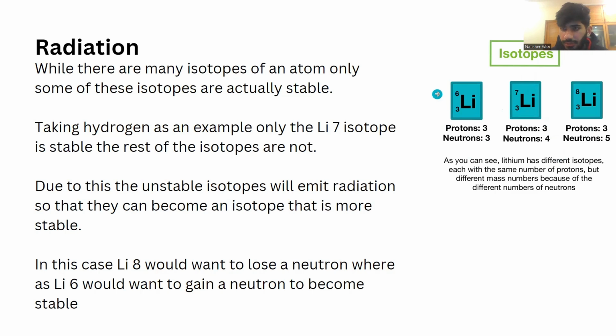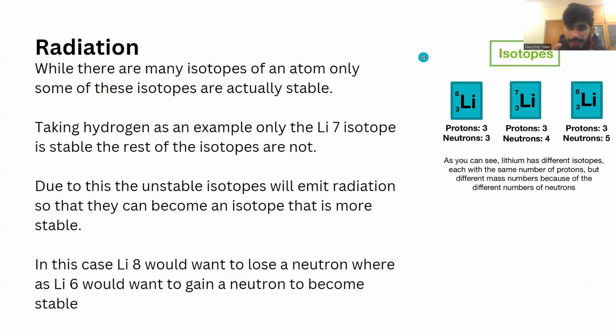Now, if I wanted to convert my Li6 isotope to an Li7 isotope, what do I need to do? Well, we know the protons of every single isotope are the same. So there's a difference in their neutrons. Li6 in this case wants to gain a neutron so that it becomes an Li7 isotope. Now, if we look at Li8, it wants to lose a neutron so that it becomes an Li7 isotope.